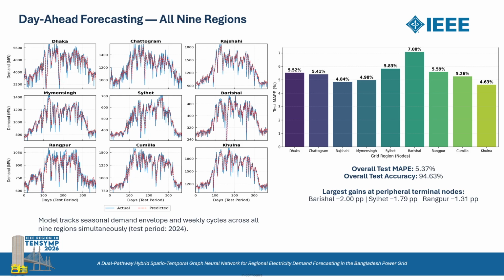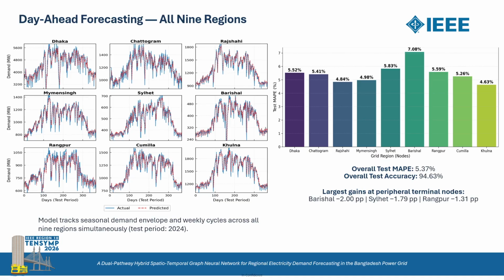Now the results. These plots show actual versus predicted day-ahead demand for all 9 regions across the full test year. Please notice two things. First, the model captures both the broad seasonal envelope and the finer weekly cycles. Secondly, it does this across regions of vastly different scale, from the capital in thousands of megawatts down to the smallest peripheral regions in the low hundreds, like Sylhet and Barishal.